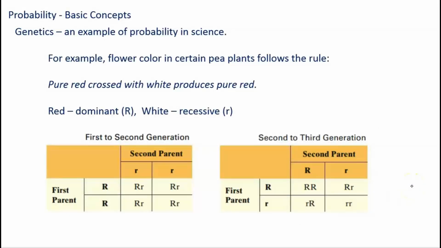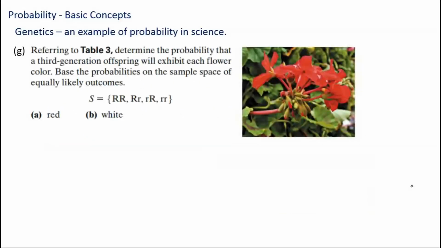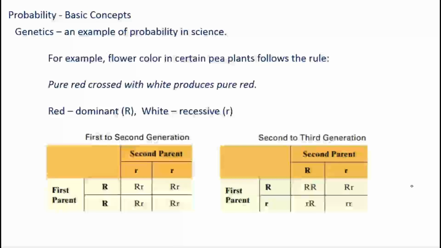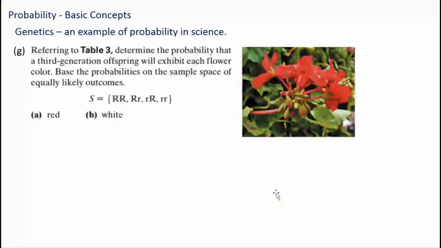So from this, I have a question, and then you'll see some of these in the homework as well. So it says, referring to Table 3. By the way, Table 3 is our second to third generation. We'll go back to it in just a minute. So referring to Table 3, determine the probability that a third generation offspring will exhibit each flower color. Okay? Base the probabilities on the sample space of equally likely outcomes. And notice they have the sample space for you right there. Okay? So RR.